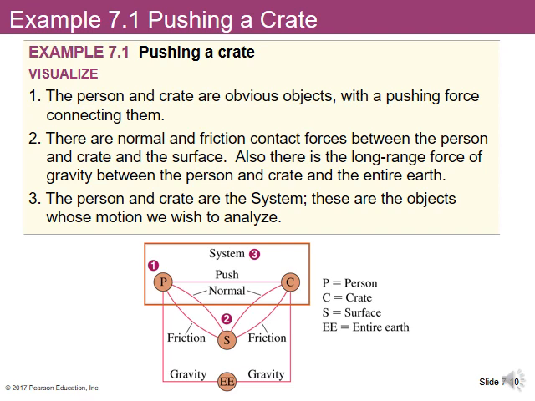The surface, which is represented by S here. Now there are two interactions with the surface. You have normal force and friction force. They would not necessarily be in the same direction, but we have both of those being exerted on both the man and the crate. And then finally we have the Earth. We label that with E. So the entire Earth exerts gravitational forces on both the person and the crate.